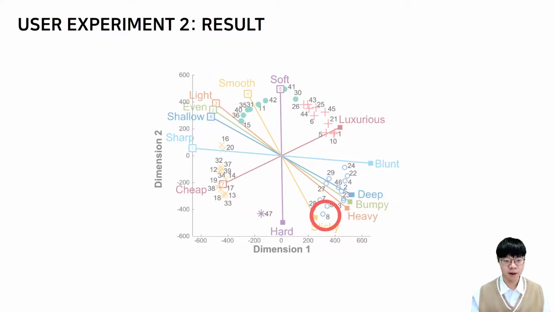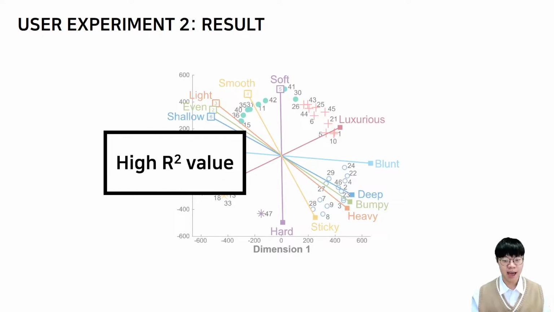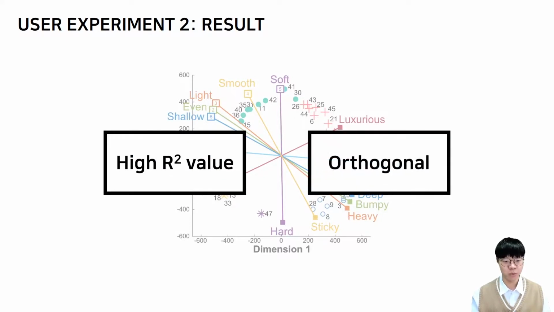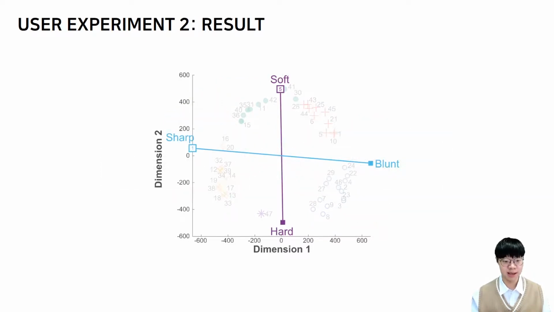For example, button number 8 gives a hard, sticky, and blunt feel, and button number 20 gives a sharp, shallow, and light feel. Since the perceptual space is 2D, finding two primary perceptual dimensions is sufficient to represent all the buttons using coordinates. To this end, we choose two lines that have high R-square values and are presented with mutually orthogonal axes. Thus, we recommend sharp-blunt and soft-hard as the two main perceptual dimensions for characterizing the perception of the button.